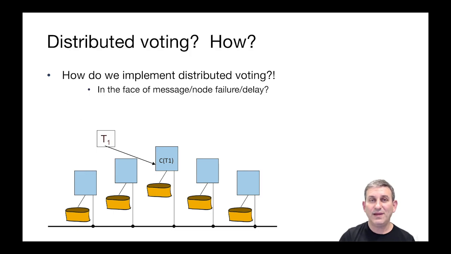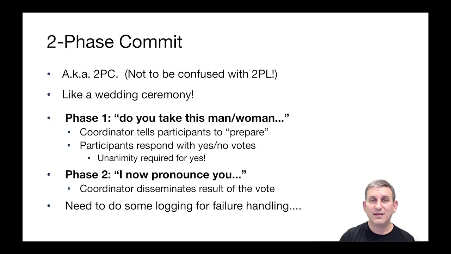So how will we implement this distributed voting protocol in the face of message and node failures and delays? Okay, we're going to use a scheme called two-phase commit. It's also known as 2PC, not to be confused with two-phase locking or 2PL. It's a completely different thing. It's very common when speaking to mistakenly say one instead of the other, but please keep in mind two-phase locking is a locking protocol for possibly even a single computer. Two-phase commit is a distributed commit protocol.